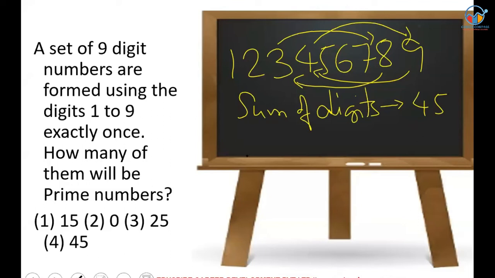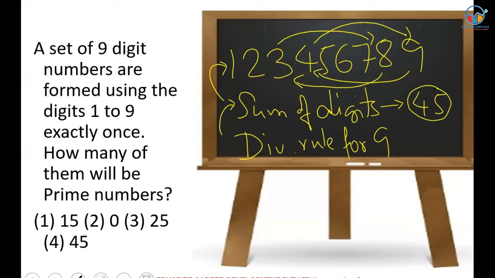So remember the divisibility rule for 9. It says if the sum of the digits is a multiple of 9, then the entire number will be a multiple of 9. So since 45 is divisible by 9, can we not say that the number is always divisible by 9, wherever the digits are? If the number is divisible by 9, it is definitely a composite number, right? Which means none of such numbers are prime numbers. So your answer will be 0. Very good. Let me take you to the next question.